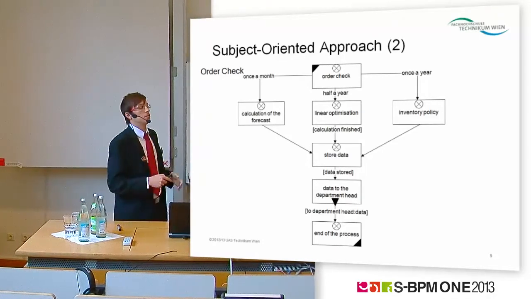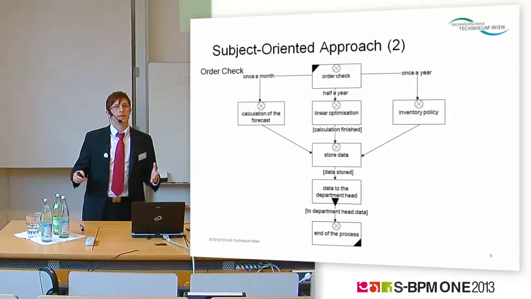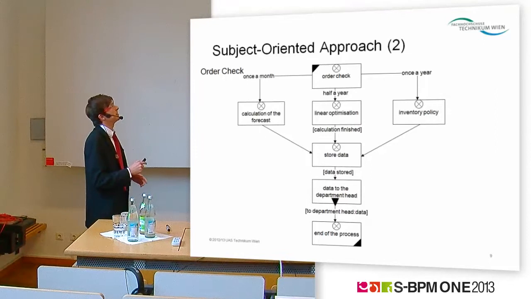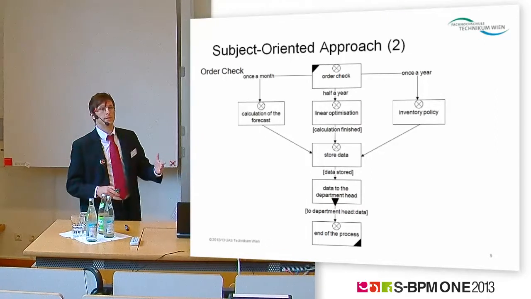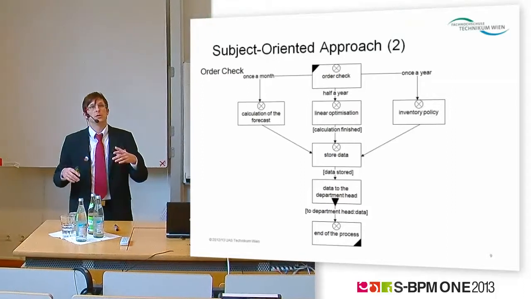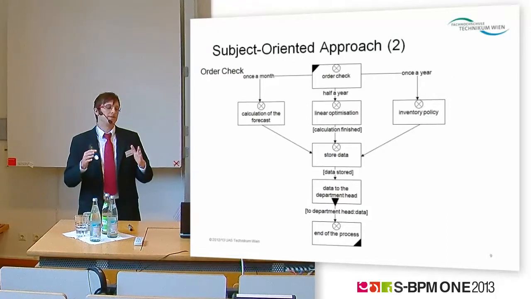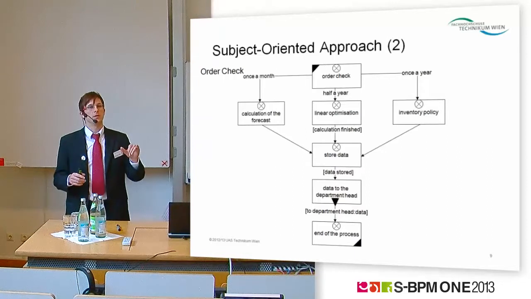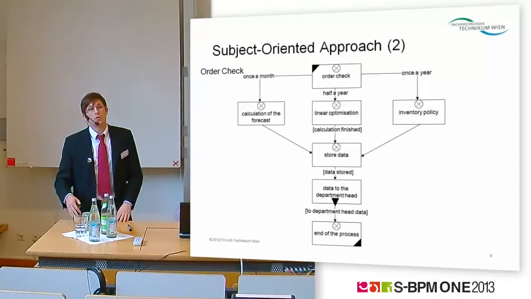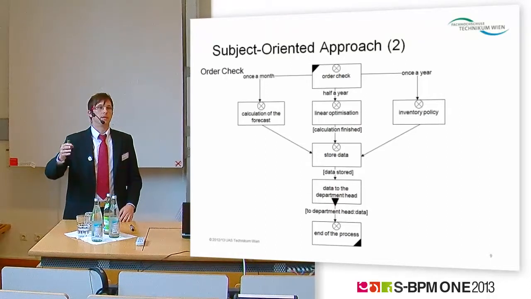Why did I choose these three methods? Calculation of the forecast and linear optimization are primary requirements planning. These two methods we use to calculate the optimal lot size. So with these two methods, we know how many orders should be done per week.